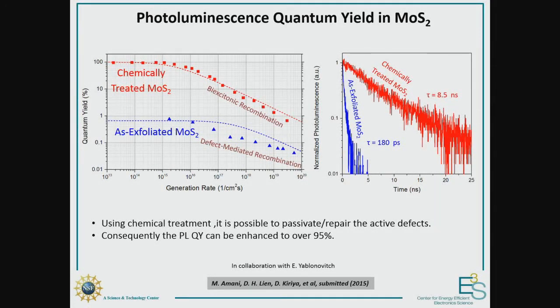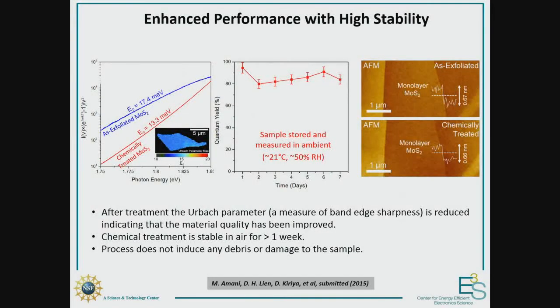The reason why you see this drop is because at very high carrier concentrations generated by light, you have an effect that is similar to Auger, not exactly. It's a bi-excitonic recombination. Two excitons can recombine together. And amazingly, of course, the lifetime is dramatically enhanced as well. Before the treatment, the lifetime is very poor, 180 picoseconds. It goes all the way up to 8.5 nanoseconds. If you think about it, this is quite incredible. You have a material that is only 0.7 nanometer in thickness, just a monolayer, and it's optoelectronically perfect. That means that all the recombination is taking place radiatively.